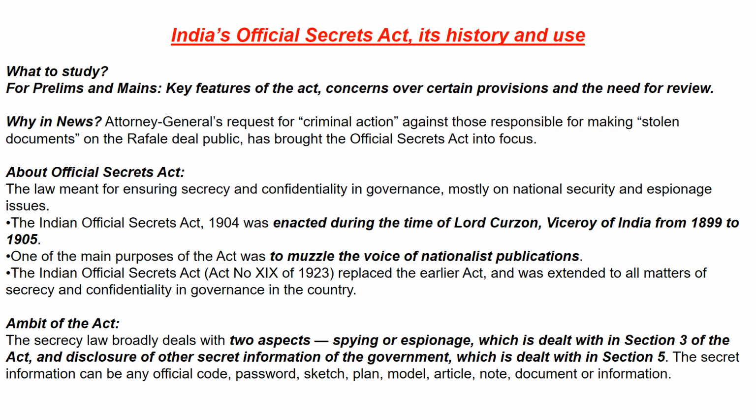The Official Secrets Act 1904 was enacted during the time of Lord Curzon, the then Viceroy of India from 1899 to 1905. One of the main purposes of the Act was to muzzle the voice of nationalist publications. The Indian Official Secrets Act 1923 replaced the earlier Act and was extended to all matters of secrecy and confidentiality in governance in the country.